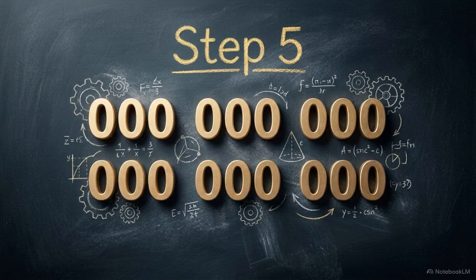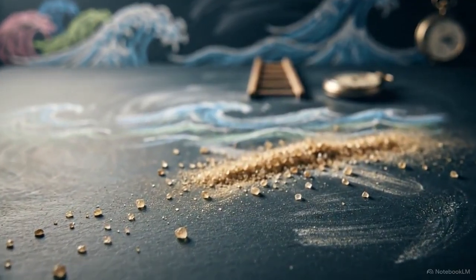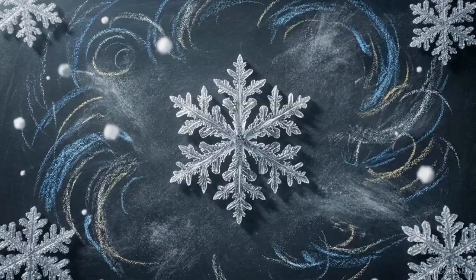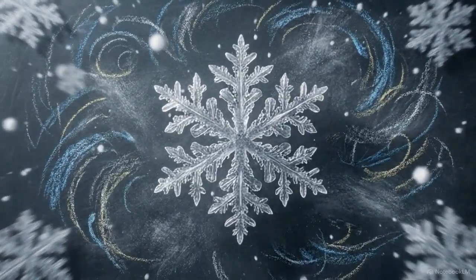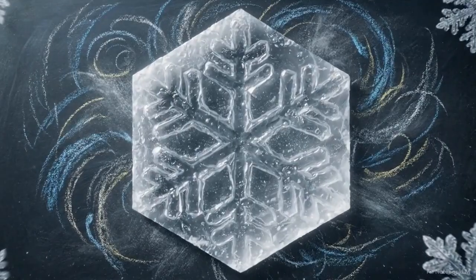As we climb higher, we hit step 5, a quintillion. The quint prefix marks 18 zeros. For a sense of scale, a quintillion is roughly the number of grains of sand on all the beaches on Earth combined. Step 6 is a sextillion, which has 21 zeros. That is more than the total number of snowflakes that fall on our planet every winter.